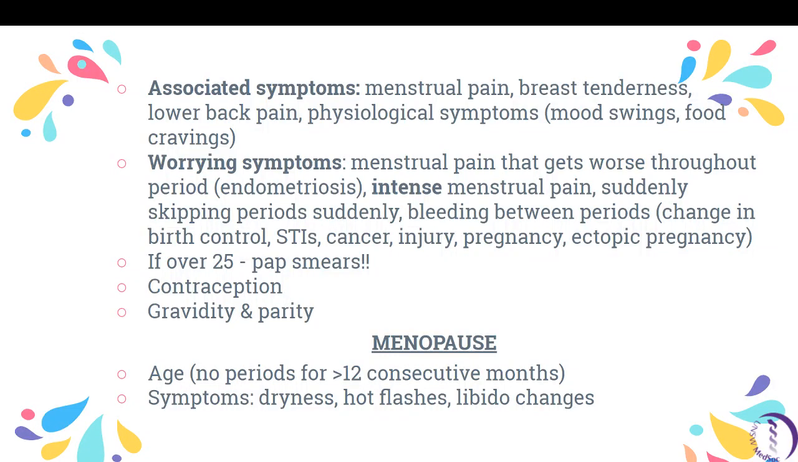So the next thing is symptoms. With the menstrual period, there are associated symptoms which are normal and fine, and then there are symptoms which aren't okay, so you need to know which ones are which. Associated symptoms which are normal are menstrual pain such as cramping, breast tenderness, lower back pain, psychological symptoms, mood swings, food cravings, that sort of thing. If they experience any of these symptoms, then it's okay.